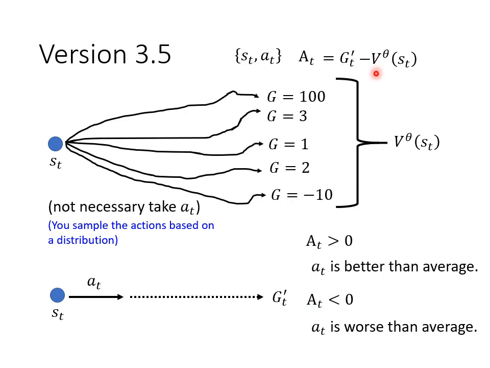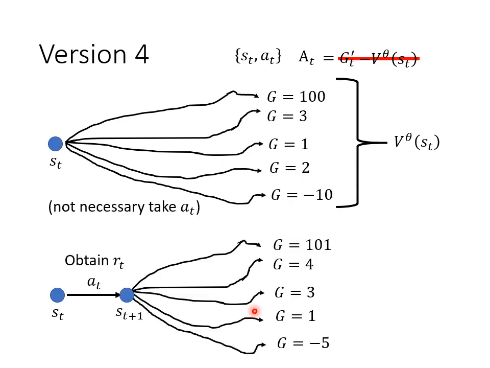But isn't this formula a little bit strange? GT prime is the result of a particular sample. It is the result of executing AT. But v theta of ST is the average over many different paths. Does it make sense to subtract the average from a sample's result? Maybe this sample is, unfortunately, very bad. Shouldn't we subtract average values from average values? This idea leads to the last version we are going to talk about in this class.